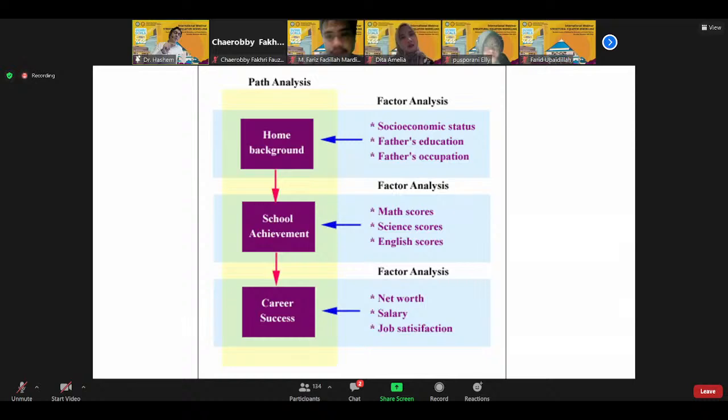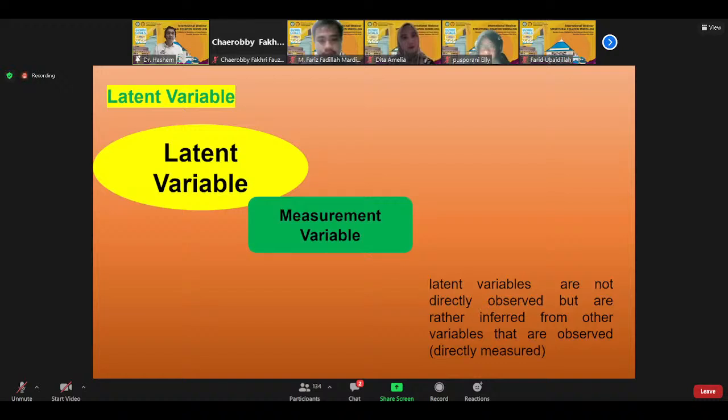But in the path analysis, we combine all this factor analysis into one, called a latent variable, right? So you can see that the factor analysis is also inside the path analysis. So we talk about the latent variable. In structural equation modeling, a latent variable is sometimes called an unobserved variable or construct, right? Normally a latent variable cannot be measured directly. We should come up with a combination of some variables, called measurement variables, right?